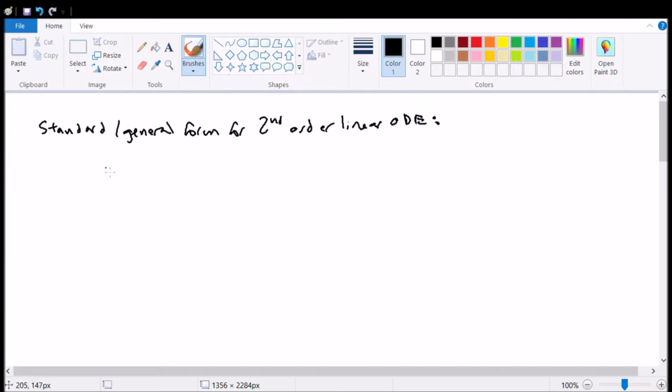Okay, so it is y double prime plus p of t y prime plus q of t y equals r of t. So how do we solve this? How do we solve this?